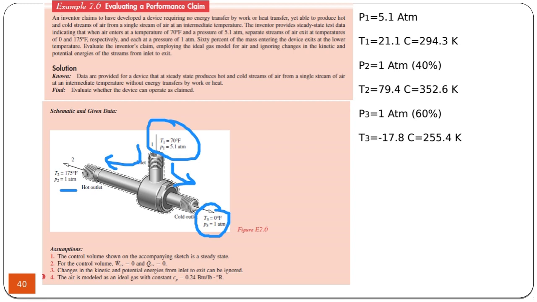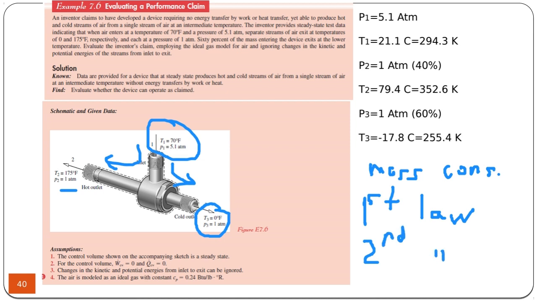But in order for the inventor to be right, we have to check three things. The mass conservation equation must be checked. The first law must be checked, which is the energy conservation. And the second law must be checked, which is the entropy balance. If these are all found to be correct, then the inventor is right. So this kind of invention can work, which has high pressure at the inlet, and as it expands to low pressures, from one side you get a high temperature air, whereas on the other side you get a very low temperature air.